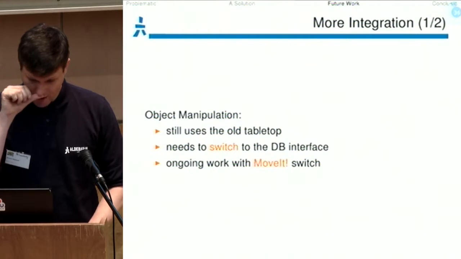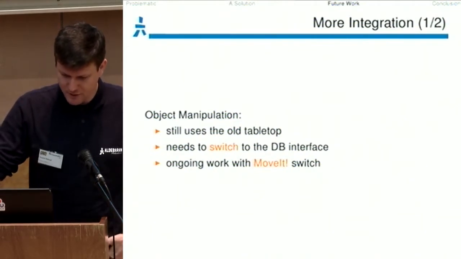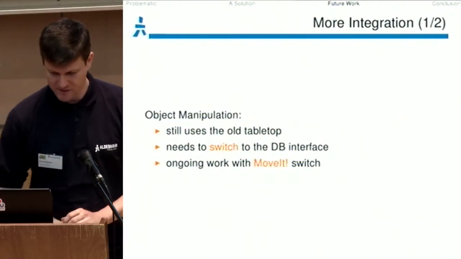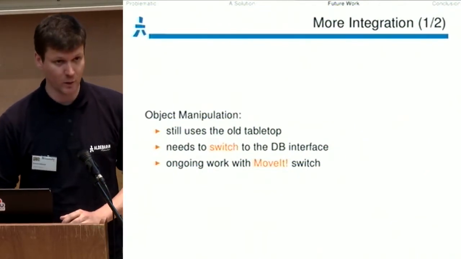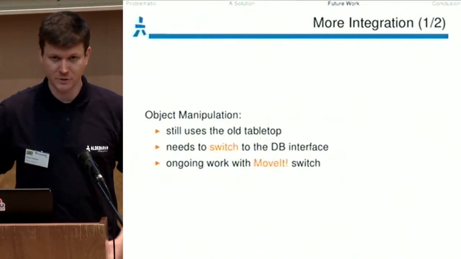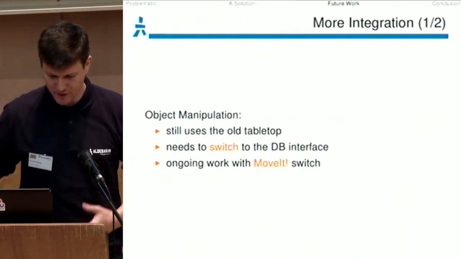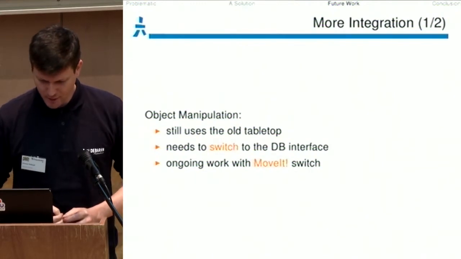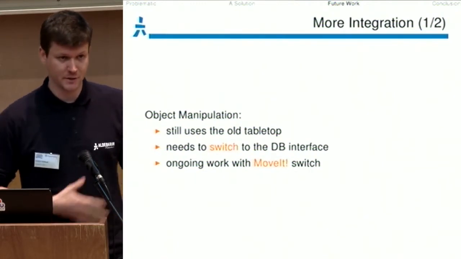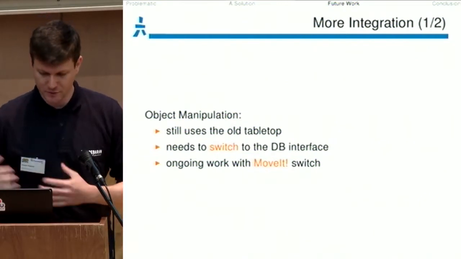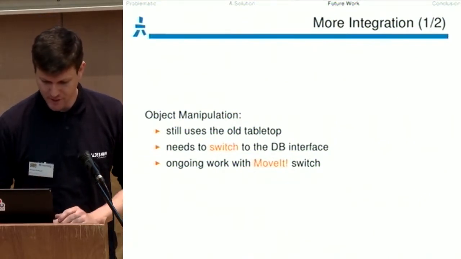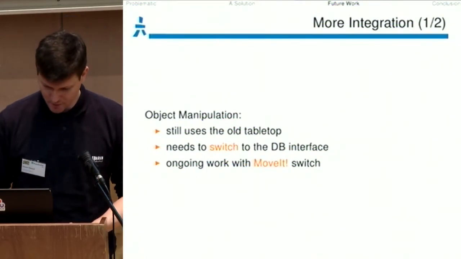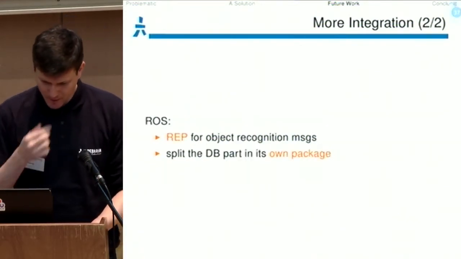More integration. Object manipulation is the last part of the pipeline, with MoveIt and planning, and that's still a bit missing. It's still using the old tabletop. The new one is more optimized, much faster, and complies with all the standards. So really, that's being switched. Same thing for the DB interface. There is a household DB interface. It would be nice maybe to agree on a few standards there. But I think manipulation is working with MoveIt to clean all that, so it should be out there fairly soon.